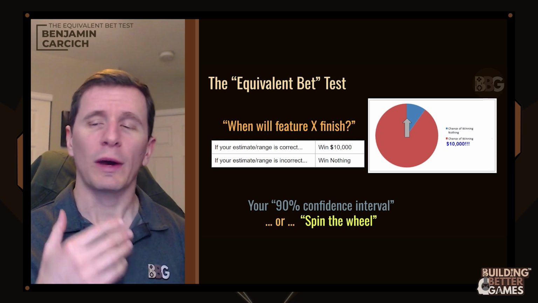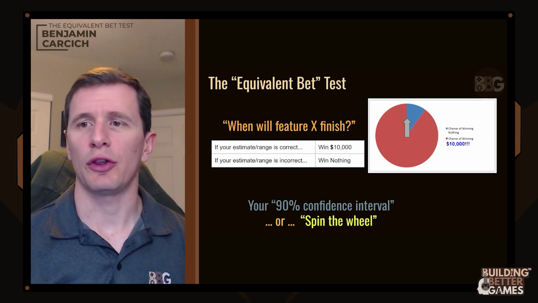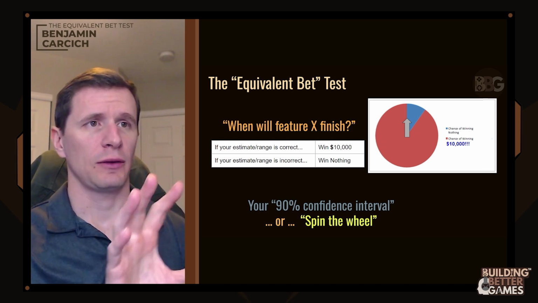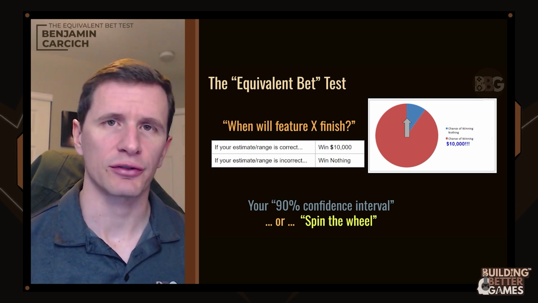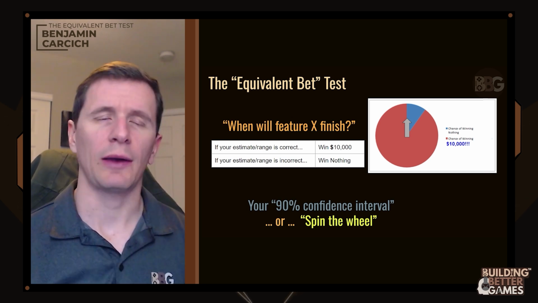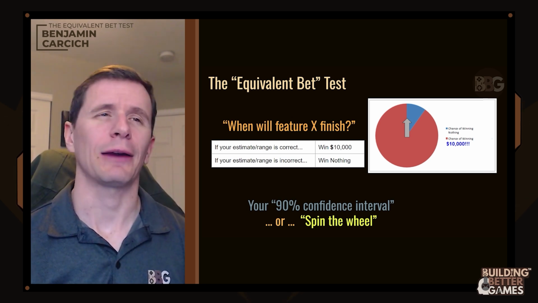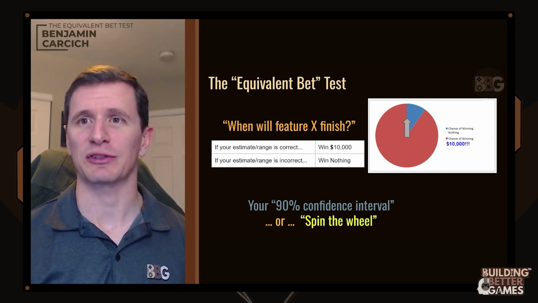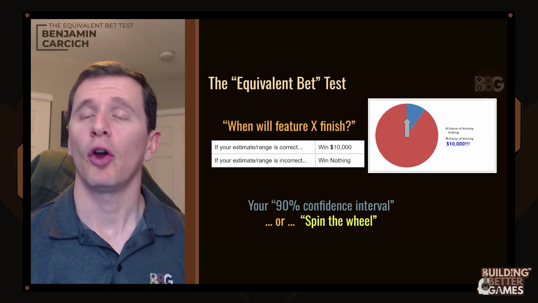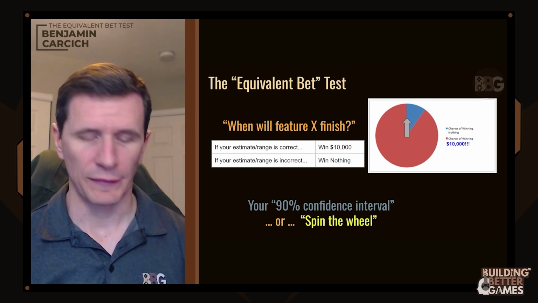And the question now is, which would you pick? Would you choose to spin that wheel? You were asked for a 90% confidence interval of when feature X would finish. Would you spin that wheel? Because, hey, I would much rather risk getting $10,000 on 90% of that circle than my own estimate, or would I rather go with my estimate?